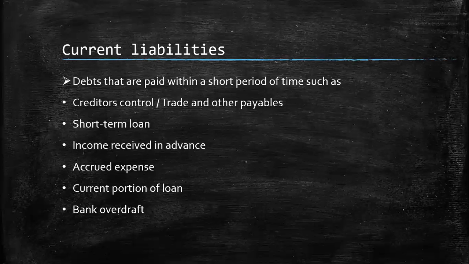So another definition of current liabilities is debts that are paid within 12 months. Debts that should be paid within 12 months. So a current portion of loan is always expected to be settled within 12 months. Okay, thank you. More questions, please? No.